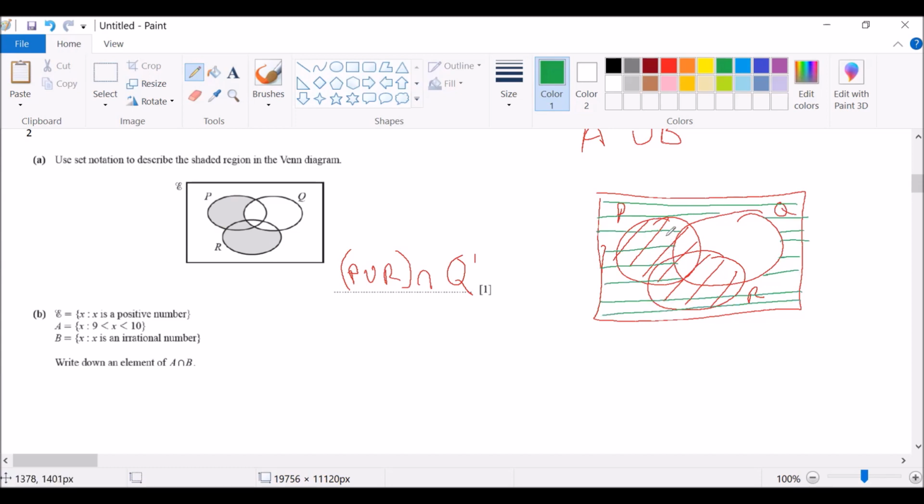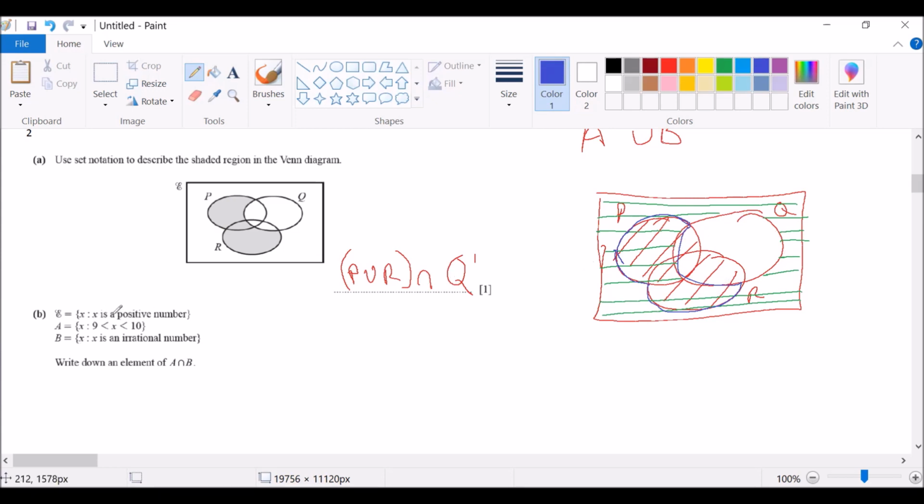So now we only want the intersection, which is the region where the green and the red are intersecting, or where the green and the red are meeting. This will be the set that we want. We said P union Q, then intersection of Q complement.